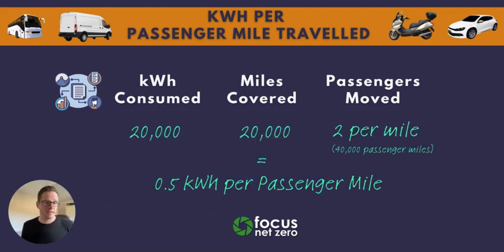And once you've got that data, you make a calculation. So 20,000 kilowatt hours consumed in this example, 20,000 miles covered in this example, and you've moved two passengers per mile. So that gives you 40,000 passenger miles. 20,000 times 2 is 40,000. You then divide the kilowatt hours consumed by that, and it gives you 0.5 kilowatt hour per passenger mile. Absolutely easy. Well, the calculation is, but the data behind it and how you get it is the difficult part.